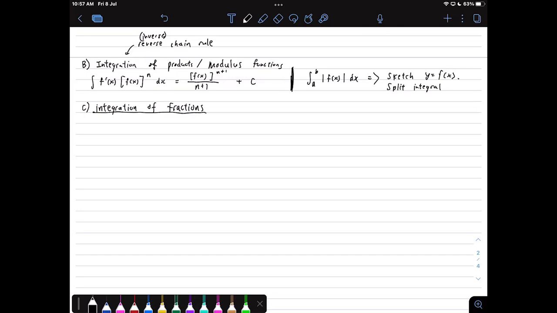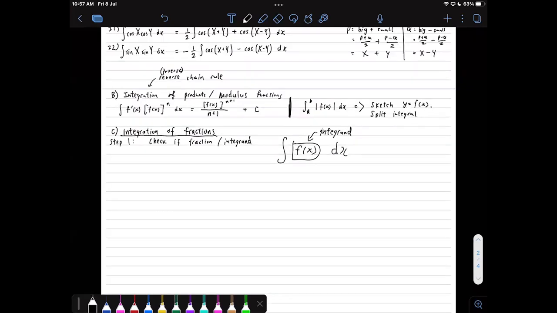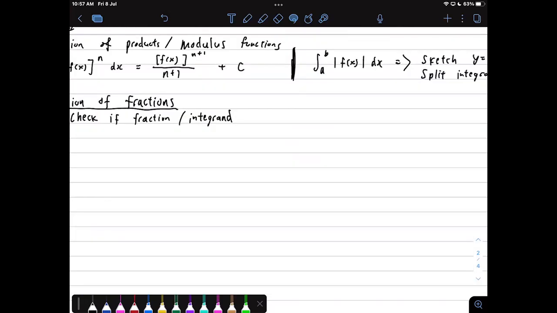Okay, so step 1, you should check whether the function is proper or improper. Let's write that down. Check if the fraction, or rather what we call the integrand, the thing you are trying to integrate, integrate f(x) dx. This f(x) here is what we call the integrand. Can you understand? Okay, good. Now I'm just gonna shrink this down and toss it away. It's blocking my space. Okay, continue.